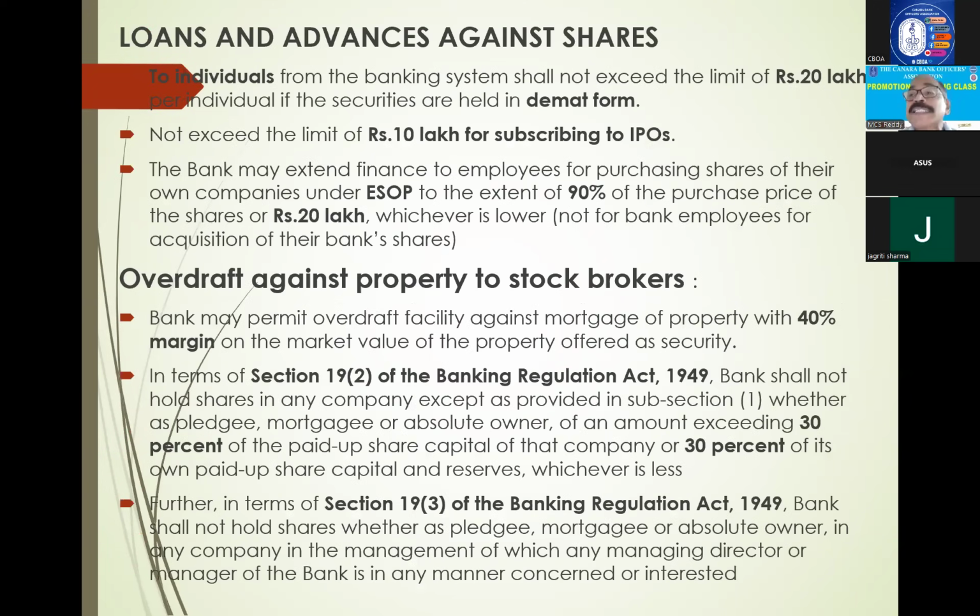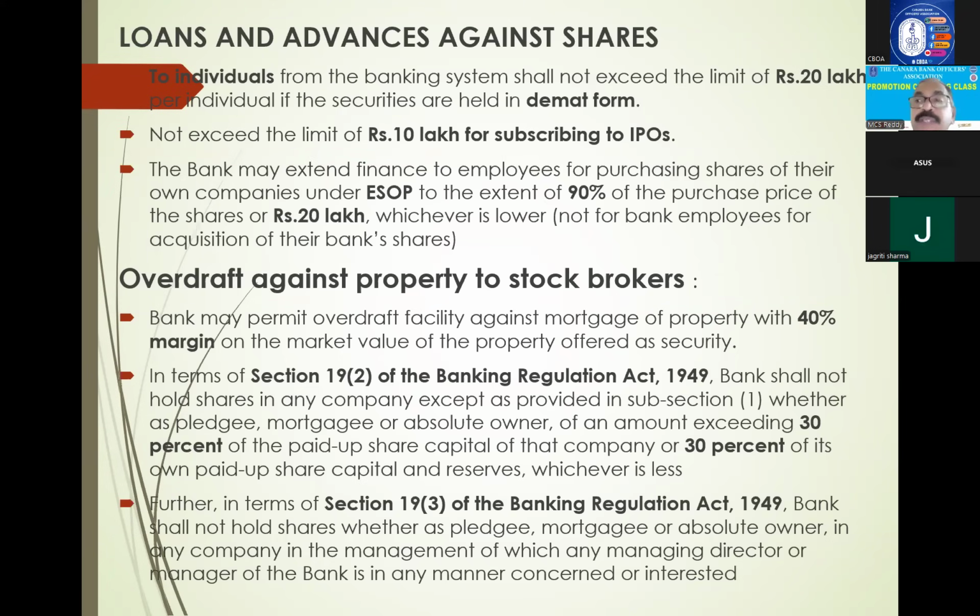Next, against shares. To individuals only we can lend against shares, not to the firms. And no loans to partnership and companies against primary security of shares. That we have seen in our restrictions for lending in the last session. Right? Now for individuals, how much can we give? Maximum 20 lakhs per head only. Per person or per borrower, we can sanction maximum 20 lakhs only against shares.